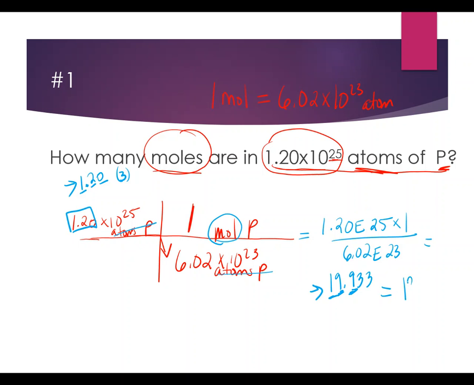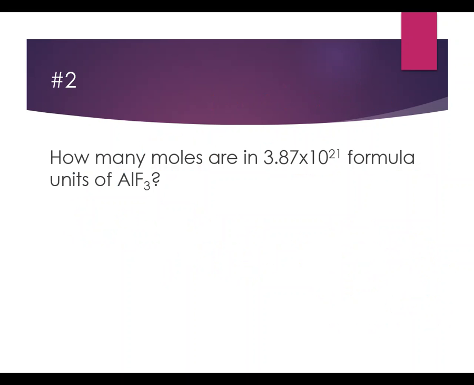Leave it. So this is 19.9. Now that's going to be moles of phosphorus. And there is your final answer. This is a one-step conversion, and that's all you would need to do there. Same thing with this one. Let's look here. How many moles?